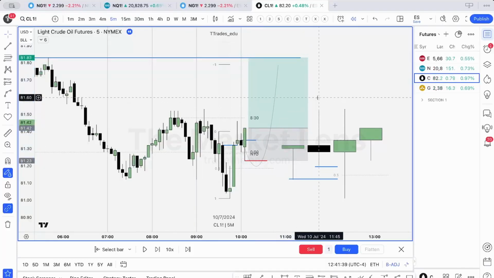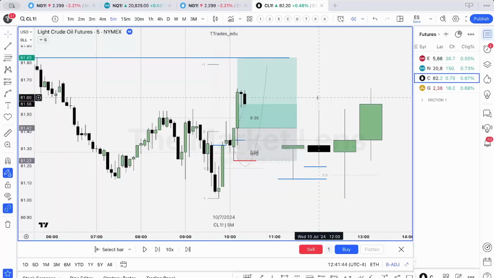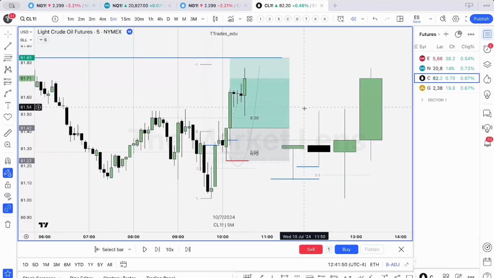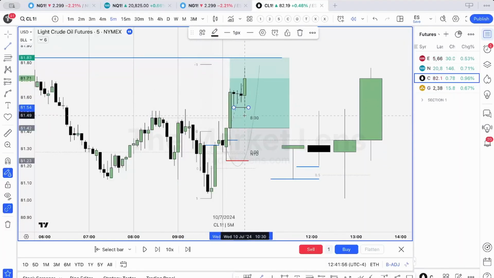Let's just walk through this real quick. So you can see, we start to get that expansion. What do we notice here? A little bit of consolidation, right? And what do we see here? Here we get another sweep of lows or reach into a fair value gap, right?